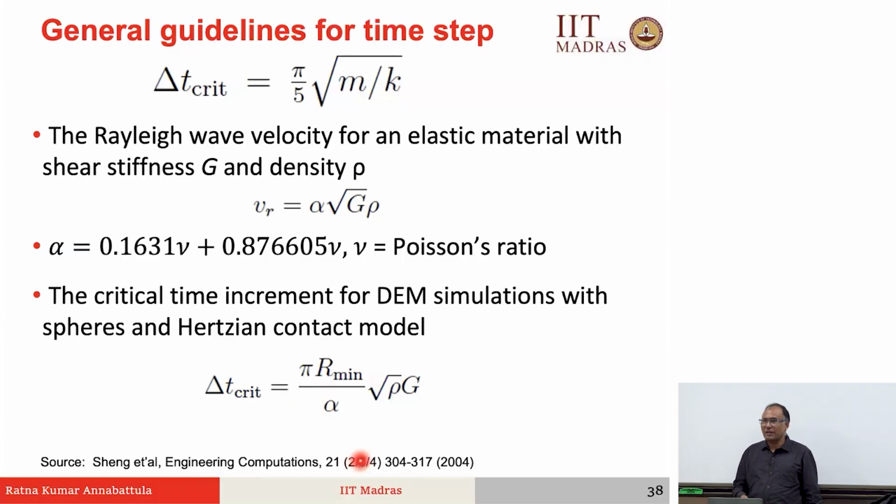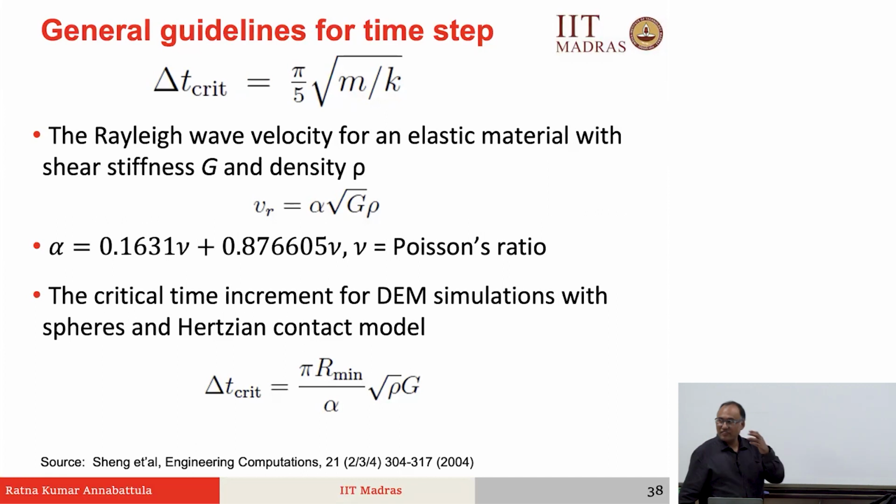So, that means r min times the square root of rho over g, whichever quantity is the minimum, that is what you have to take, and that will be your delta T critical, because you have to account for the worst case scenario. The worst case scenario will be the value of r times square root of rho over g, whichever is minimum within the assembly. That is what you need to take.